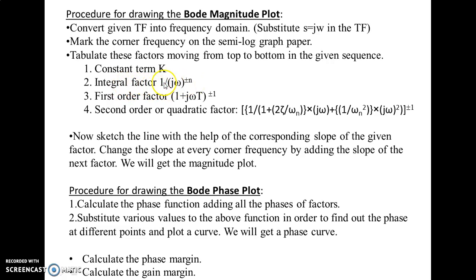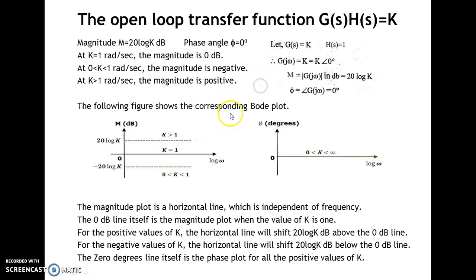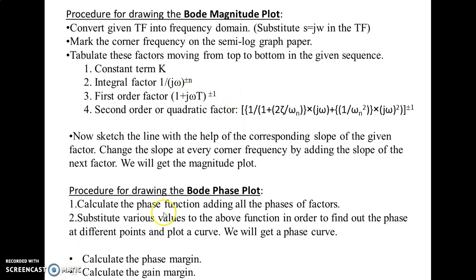Or you can take derivative factors, for example s. That is a derivative factor. If you are taking s square or 1 by s square, both are there: one is in the numerator and this term is in the denominator. So these are the poles and these are the zeros. Derivative, second derivative, you will get here.